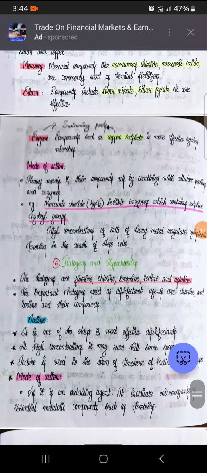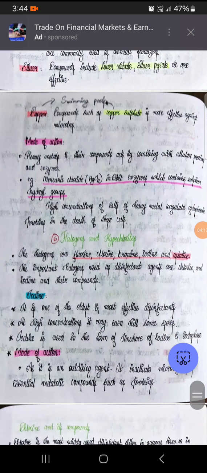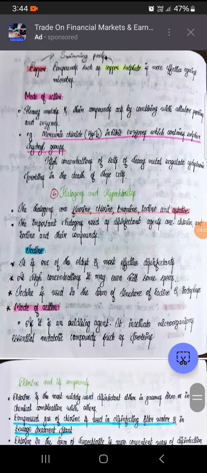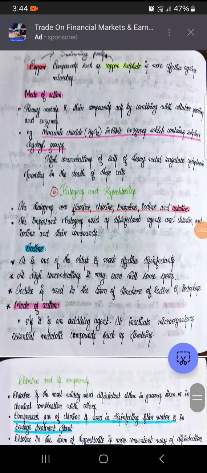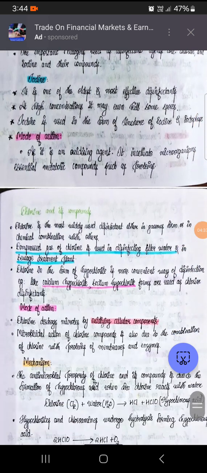Halogens and hypochlorite. Halogens used are fluorine, chlorine, bromine, iodine, and astatine. Iodine is one of the oldest and most effective disinfectants. At high concentrations, it may even kill some spores. Its mode of action is that it acts as an oxidizing agent. It inactivates microorganisms' essential metabolic compounds such as proteins.